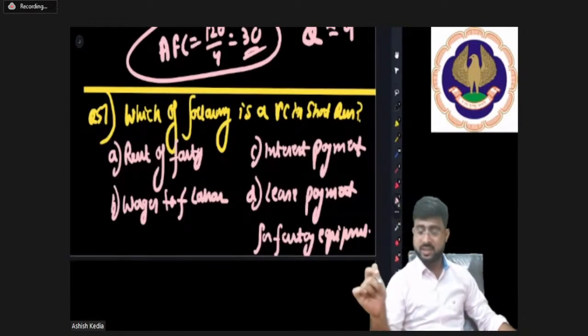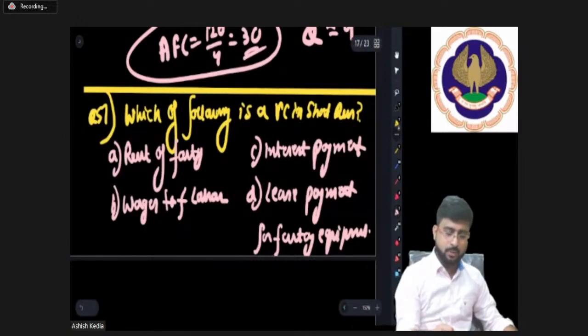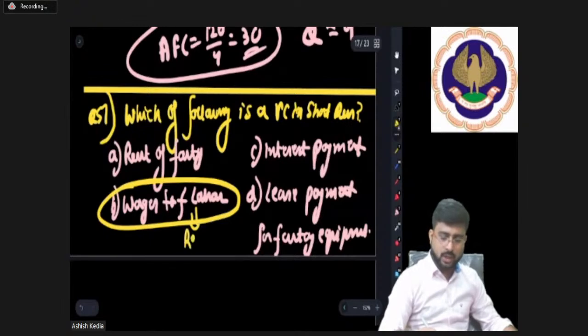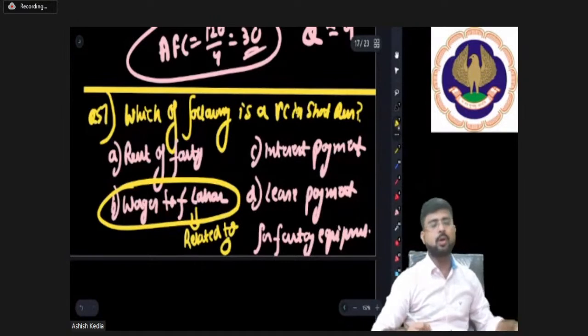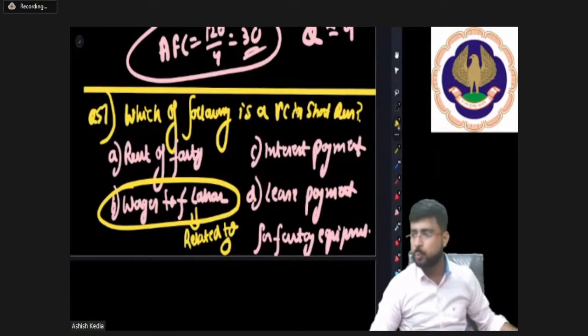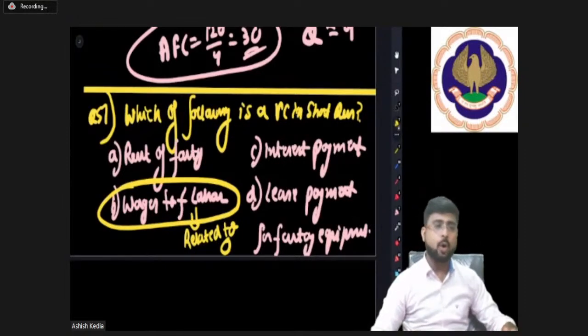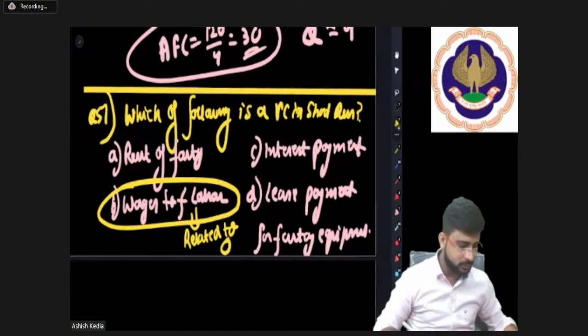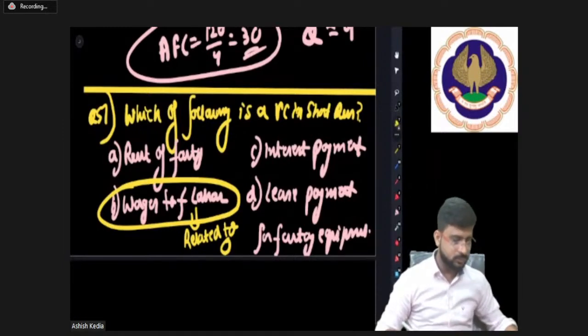Very good. Wages paid. Correct answer. Because wages paid is directly related to output. I'll write it down here. Related to output. And so you people have been absolutely bang on correct in answering the same.